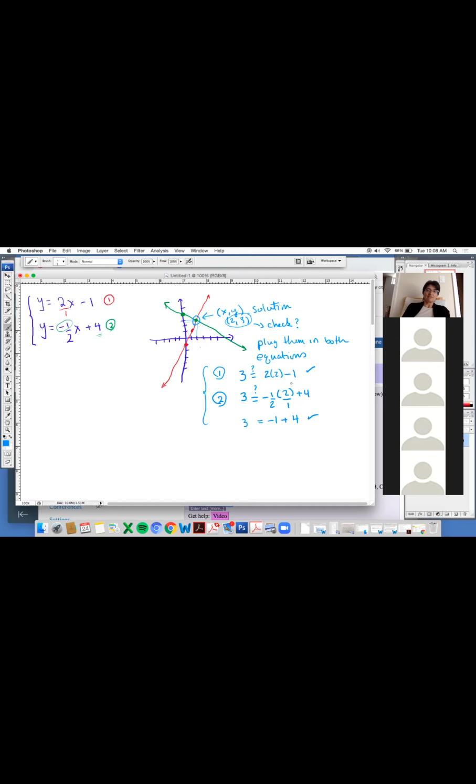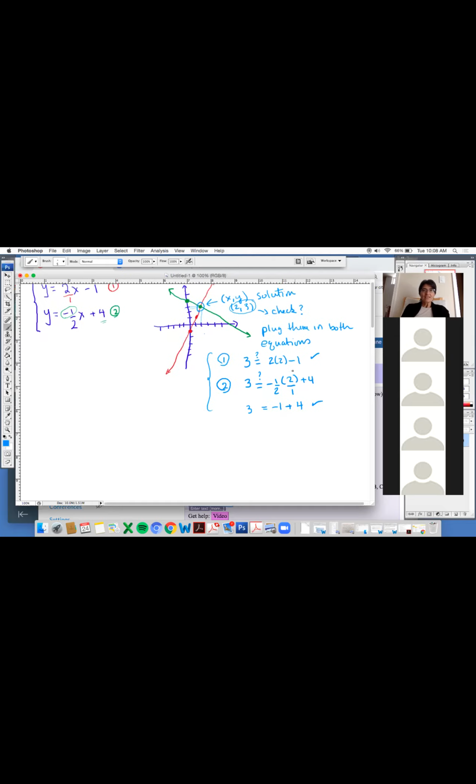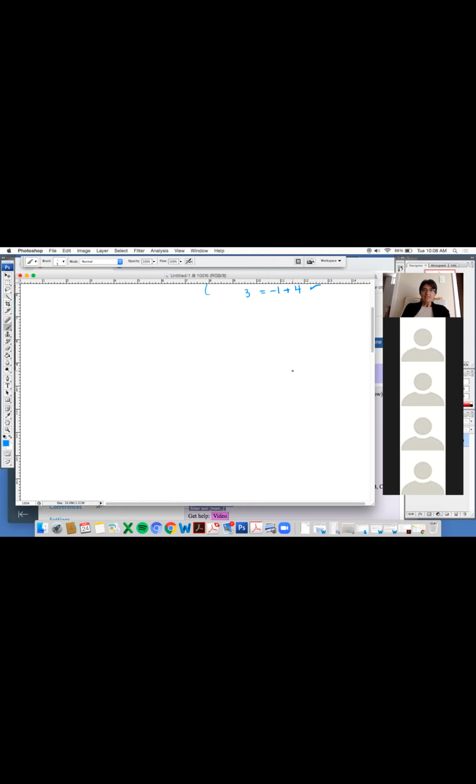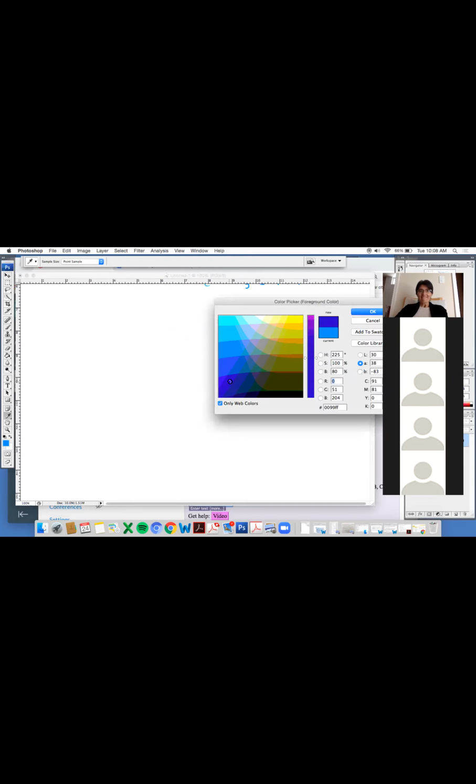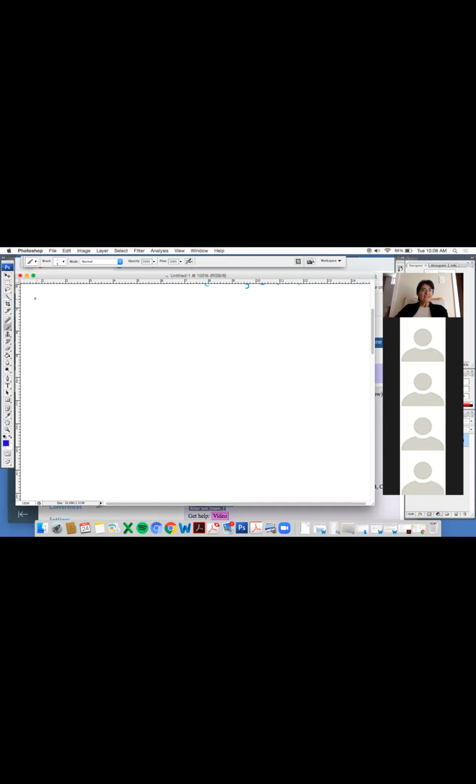Okay, here we go. All right, so let me write it here. All right, so this is example 2. So here's a system: y equals 3x plus 2, and y equals negative 2x plus 7.